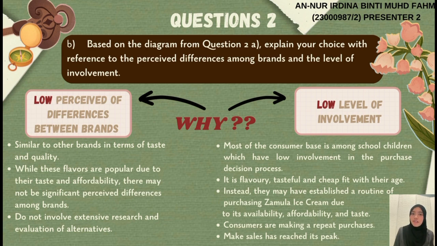For the level of involvement, most of the consumers who buy Zamula ice cream are school children, who have low involvement in the purchase decision process. Moreover, they might buy Zamula ice cream only because it is flavorful, tasty, and cheap, fitting their age as school children. They may have established a routine of purchasing Zamula ice cream due to its availability, affordability, and taste, indicating habitual buying behavior. Consumers make repeat purchases, buying products routinely without thought or consideration of other alternatives. This makes sales reach their peak.